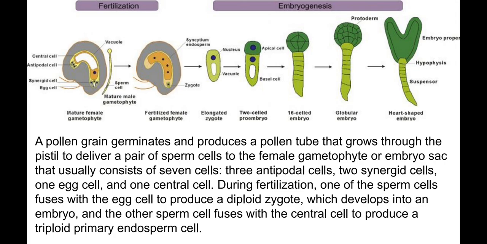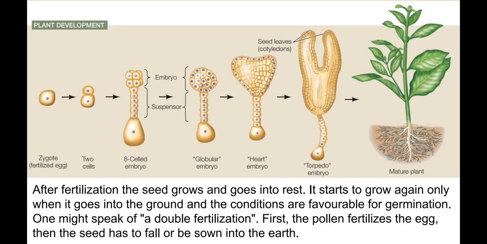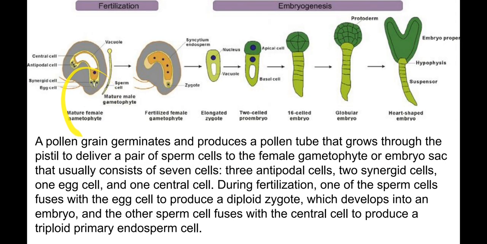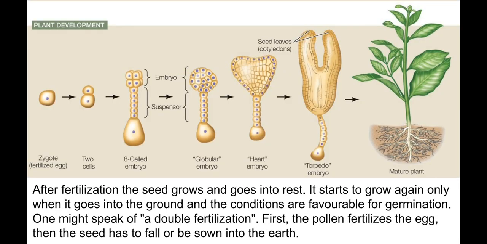We just repeat again that during fertilization, one of the sperm cells fuses with the egg cell to produce a diploid zygote, and this develops into the embryo. Another sperm cell fuses with the central cell to produce a triploid endosperm. Endosperm is around, it is the source of food, the source of energy. Here in more detail, we have formation of the zygote, the fertilized egg, and then it starts to multiply and form an embryo.